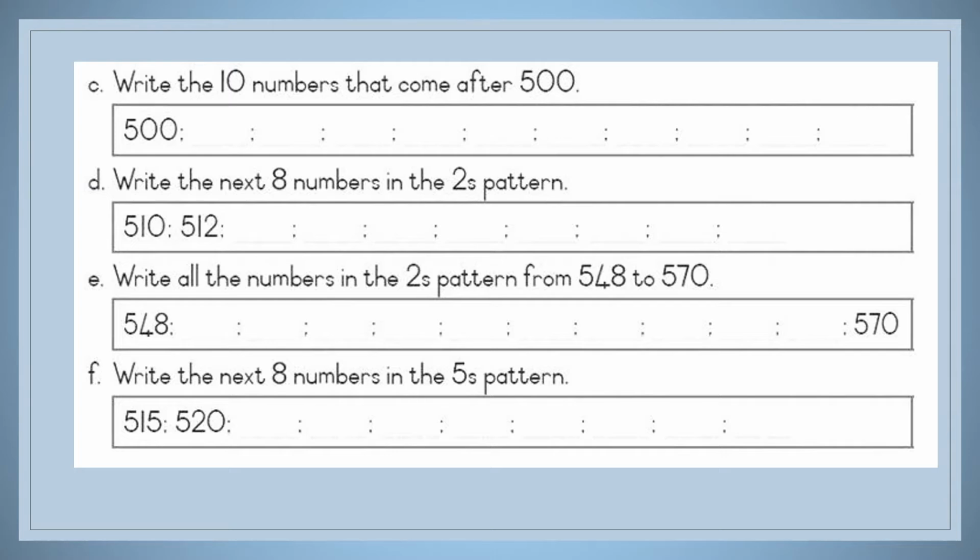Then it says write the next 8 numbers in the twos pattern. So when we say twos pattern, we are counting in twos. So it starts from 510, and our next number, if we count 2 spaces more, it'll be 512. Write all the numbers in the twos pattern from 548 to 570. So we got 548. If we add 2 to 548, our next number will be 550.